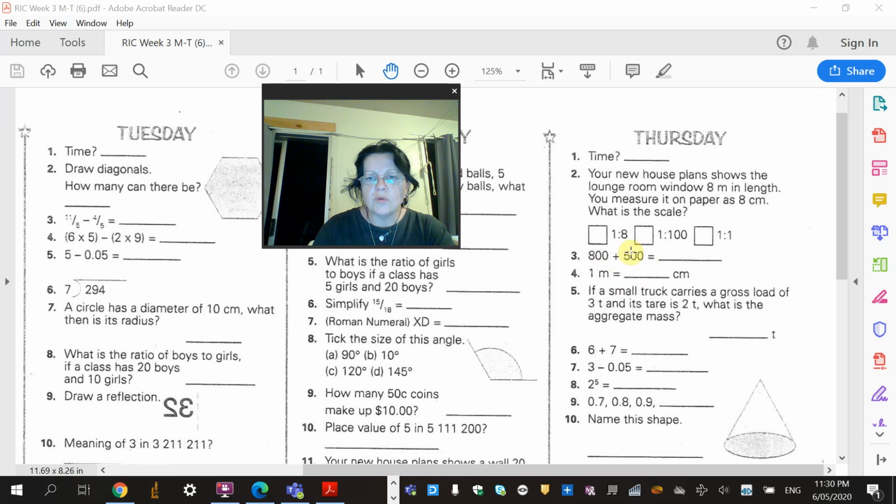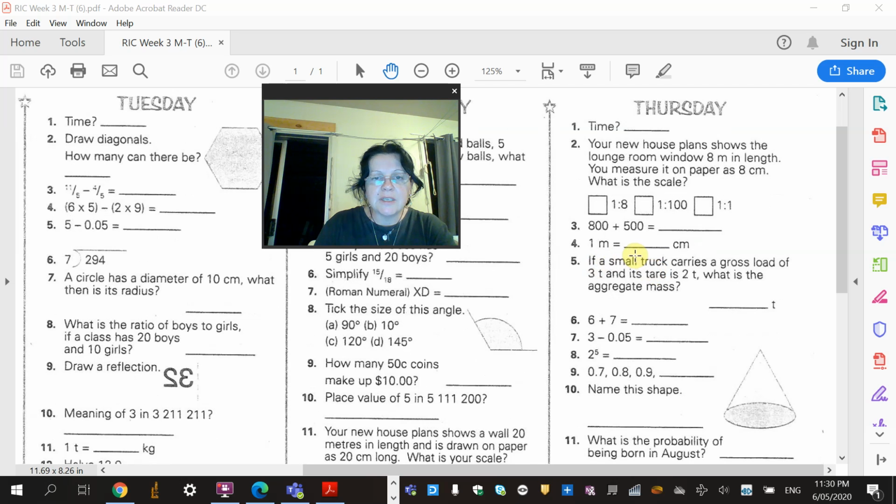Okay, question 3, you're adding these. So easy. All you do is concentrate on these first 2 place values. You add these together. And then how many zeros are there? You add on the zeros. Okay? So you'll have 4 zeros.